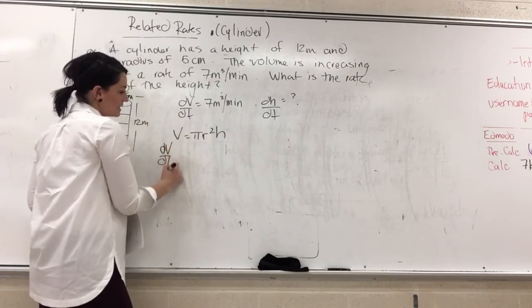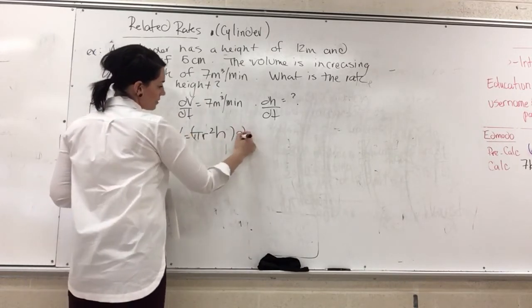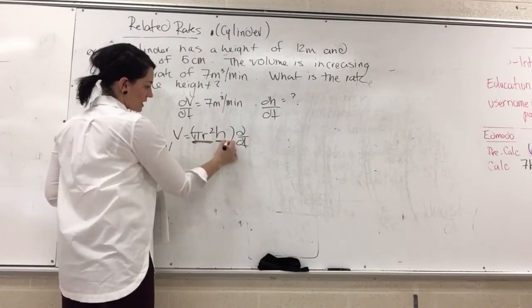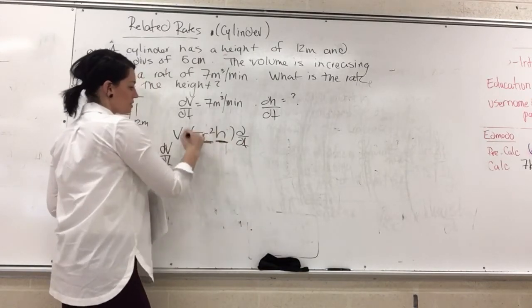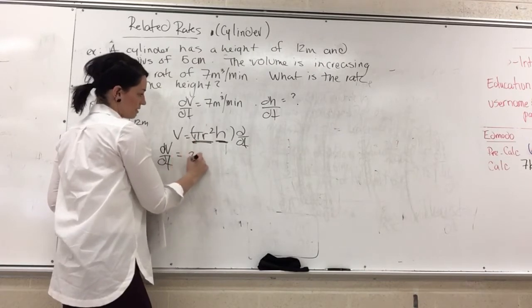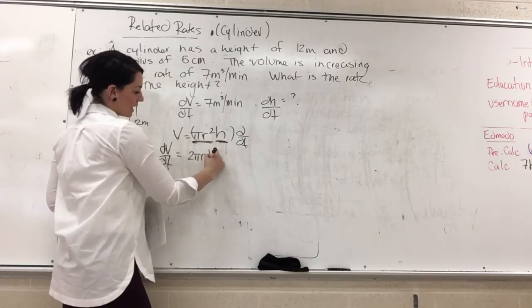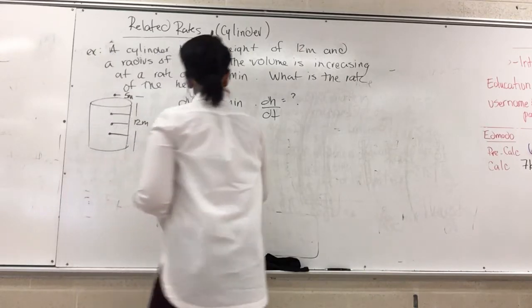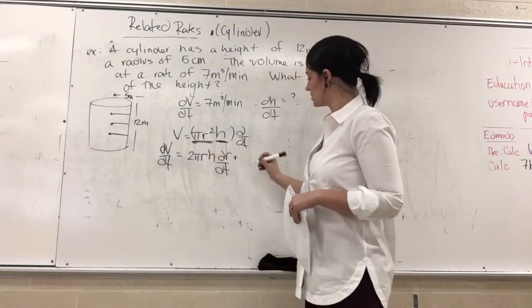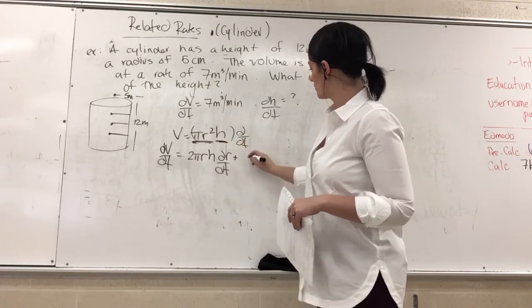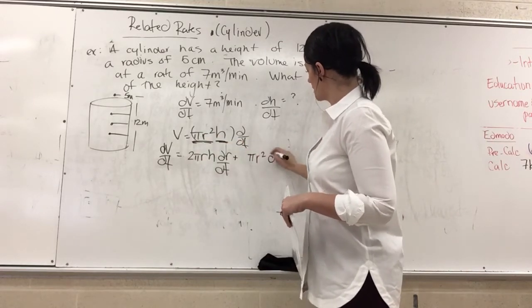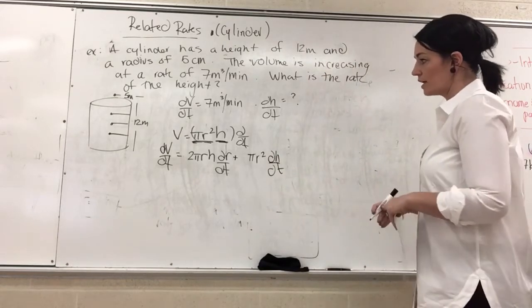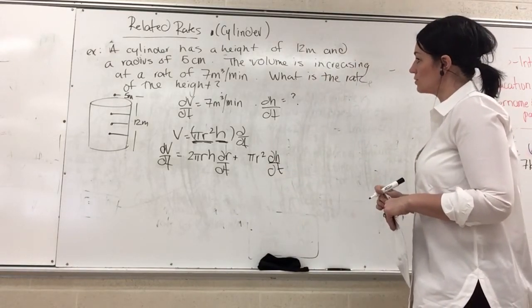So this is dV/dt. When I do d/dt to this side, I'm going to have to use product rule. So let's just put pi and r squared together and h together. I'm going to do the derivative of the first times the second, and I need a dr/dt, plus the derivative of the second, so the derivative of h is 1 dh/dt, times the first, so pi r squared dh/dt. There we go. I have the derivative, and now I need to plug in what I know.